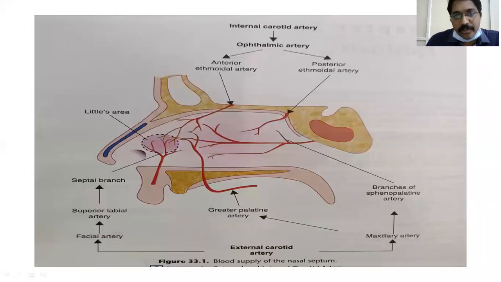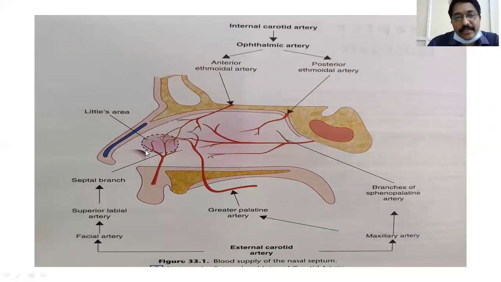Coming to the internal vascular supply of the nose. The nose is supplied both by the internal carotid artery and the external carotid artery. The internal carotid branch, the ophthalmic artery, divides into the anterior ethmoidal artery and posterior ethmoidal artery. The main supply is the sphenopalatine artery, the main artery of the nose. It's also called the artery of epistaxis.